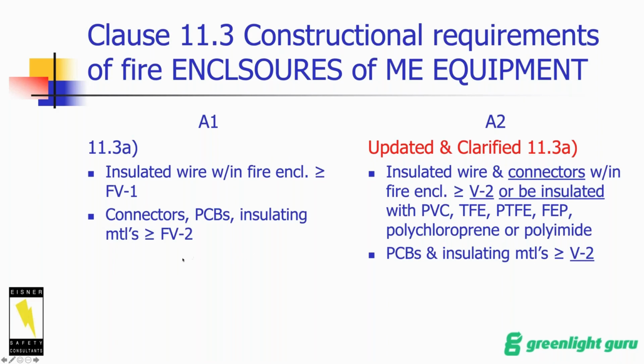I've got a lot to cover still, so I'm going to have to fly. So on these fire enclosures, we reduced the requirement for insulated wire and connectors. We added connectors to this requirement, and FV is a misnomer, it should be V. And we went from V1 down to V2. Here we kept the V2 at the same rating and changed from connectors, PCBs, insulating materials to PCBs and insulating materials.